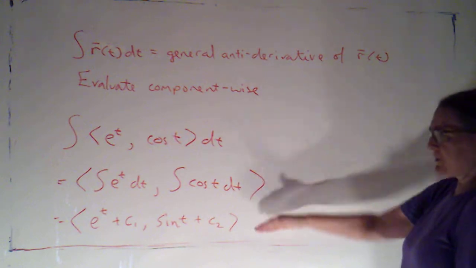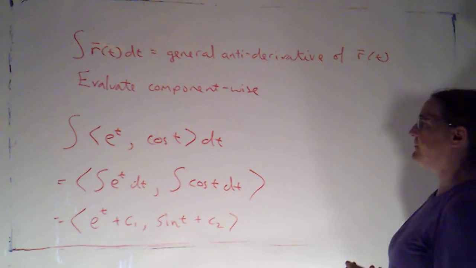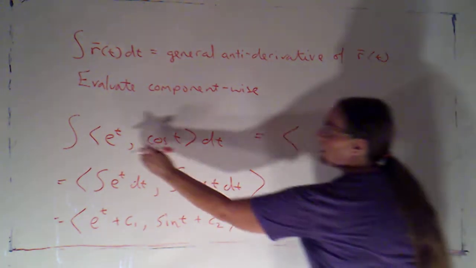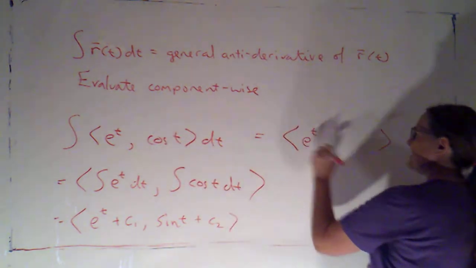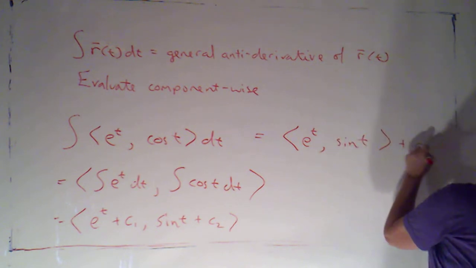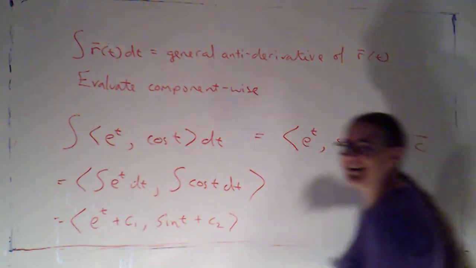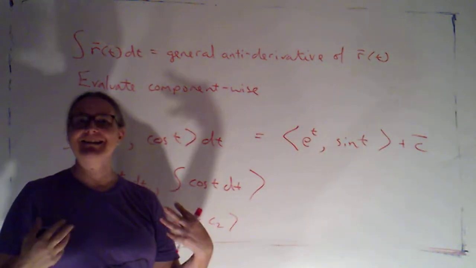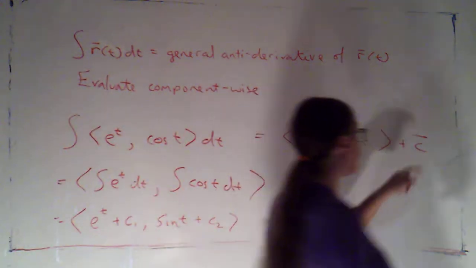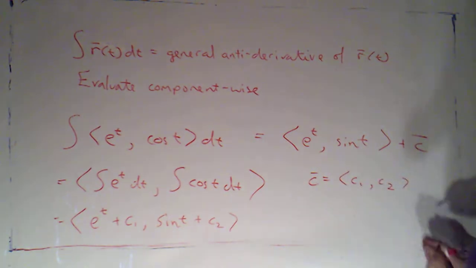Now, I generally don't take the time to write out that I'm going to be integrating each component function individually. Here's what I would probably actually do. I would just say, oh, an antiderivative of e to the t is e to the t. An antiderivative of cosine is sine, plus a constant. Okay. But notice my plus c here is plus a vector c. This is equivalent to what I've done here. My vector c here would simply be ⟨c1, c2⟩.